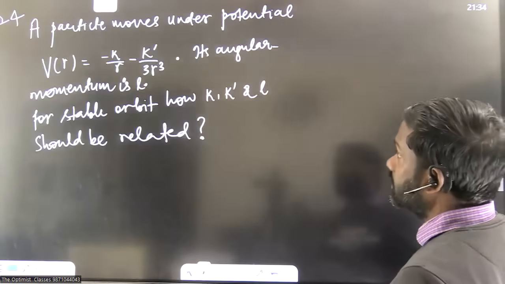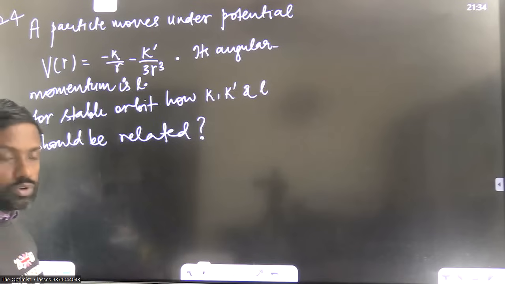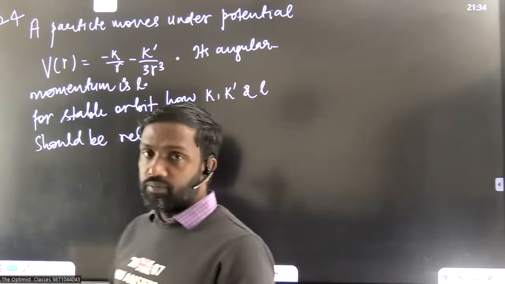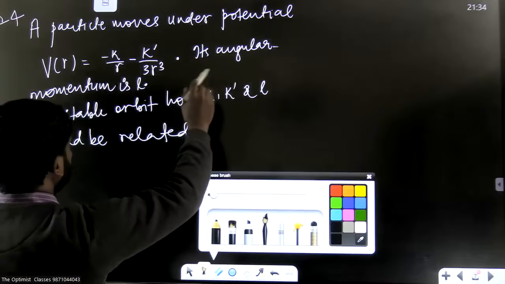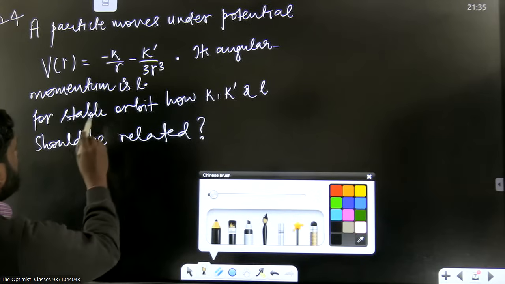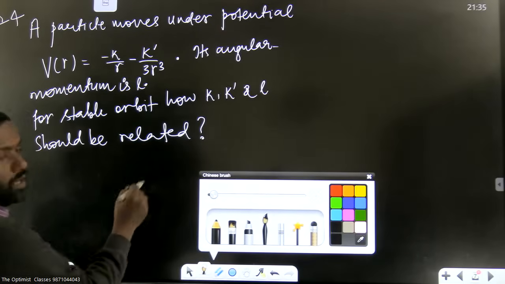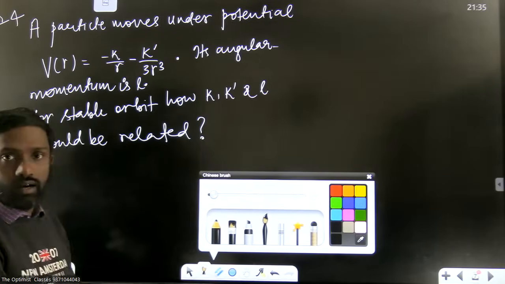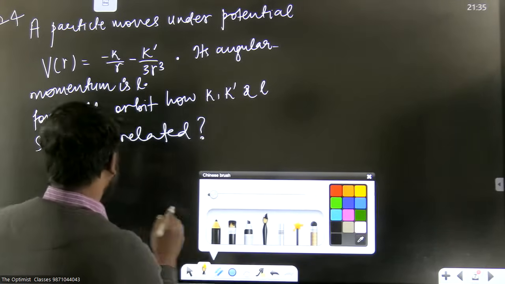All right. So now another question. I have done 3 questions. Now this is the 4th question. This is again a question from central force motion. I think 3 questions were asked from central force motion. So this is also a question from central force motion. It says a particle moves under potential V of r equal to this, its angular momentum is L. For a stable orbit, how should k primed and L be related? There was some relation given between these 3 things, and you had to tick the correct option. So let's solve it.